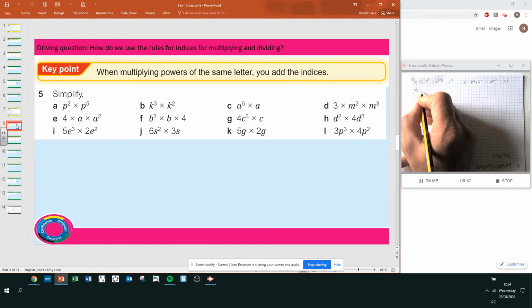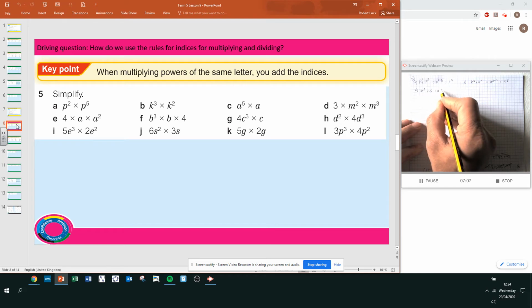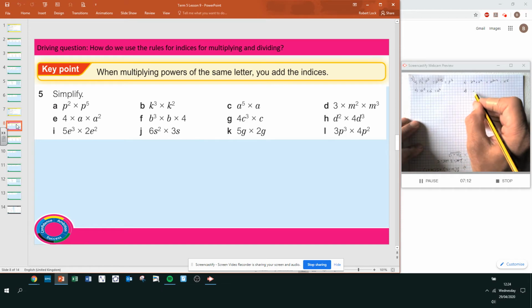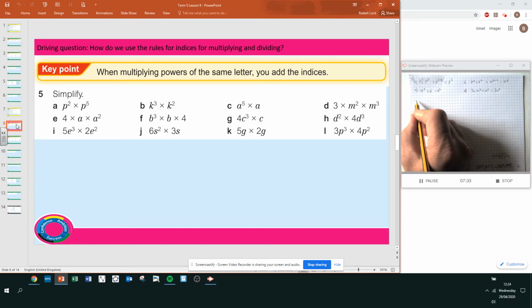C, a to the power 5 times a. a is really a to the power 1, so that becomes a to the power 5 plus 1, which makes 6. D, 3 times m squared times m cubed. There's no m's in the 3. m and m, add those together, so we end up with 3m to the power of 5.